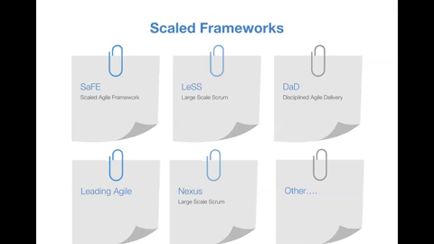But I also added another slide here that there are many other different scaling frameworks. I mentioned SAFe. There's LESS, which is another great one, Large Scale Scrum. There's DAD, Disciplined Agile Delivery. There's one called Leading Agile, Nexus, and of course there are just dozens of these.